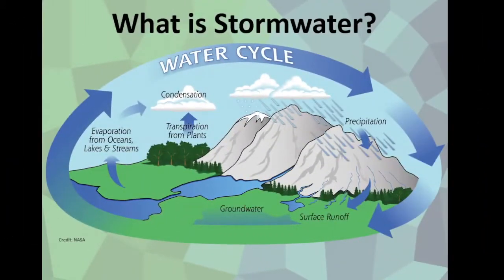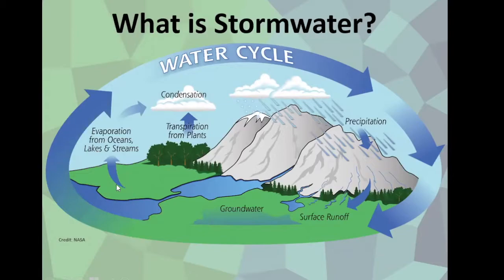So the first thing you have to know if you're going to help my team protect stormwater is you need to know exactly what stormwater is. So on this slide, we can see a generalized description of the water cycle. And we can see that there's oceans, lakes, and streams. So in Corpus Christi, this would be represented by our bays and estuaries. So Corpus Christi Bay, Nueces Bay, Laguna Madre, and the Gulf of Mexico.